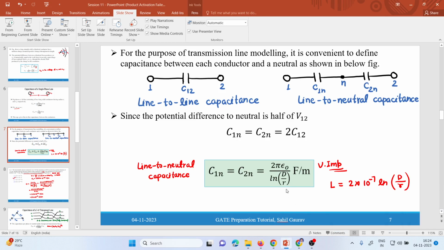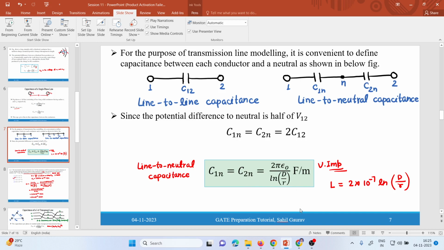We have taken this R only in the capacitance calculation, while in the inductance calculation we take the GMR of the conductor. This is because in capacitance, the electric field inside the conductor is zero, but in inductance, the flux linkage inside is not zero. It is coming as 1.5 into 10 to the power minus 7 Henry per meter. So that is the reason. In the inductance calculation, this R dash is coming.